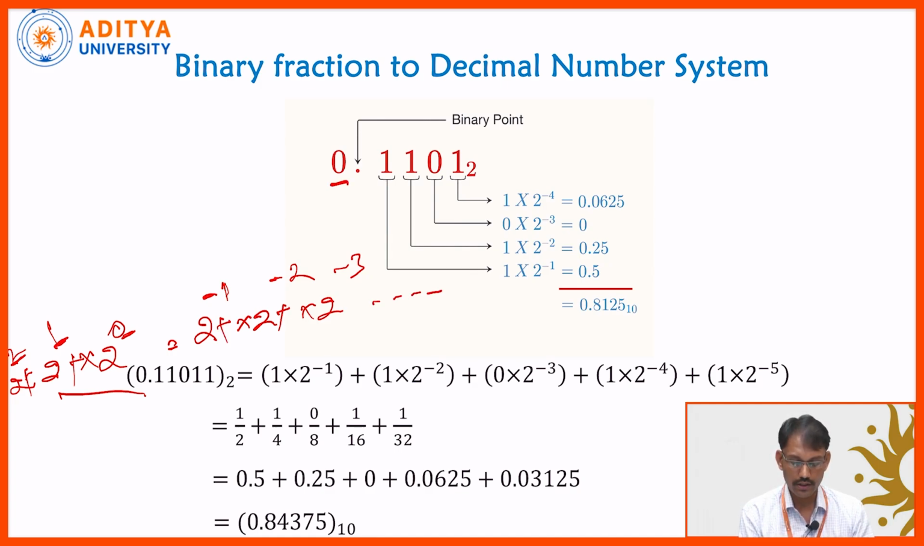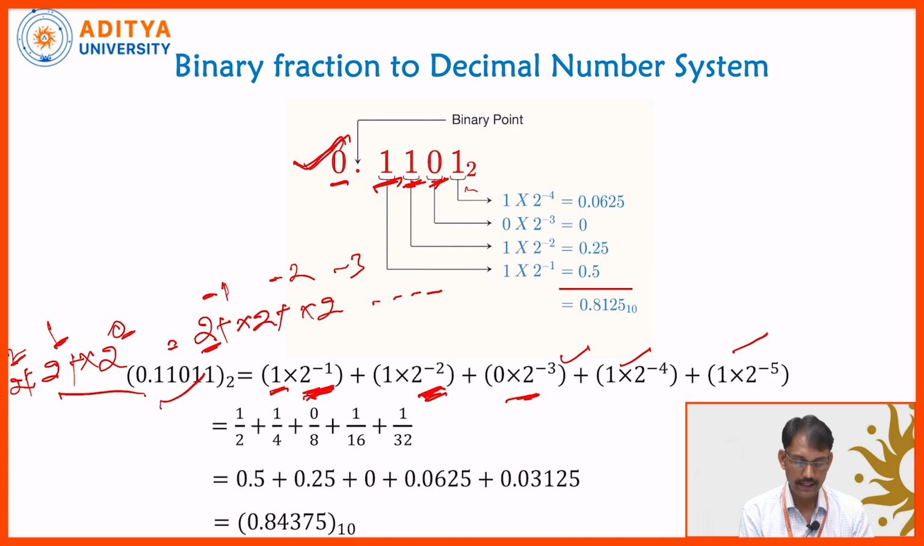Here I have taken the binary number 0.1101. So this digit is multiplied with 2 to the power of 1, plus this one is multiplied with 2 to the power of minus 2, then 2 to the power of minus 1, 2 to the power of minus 2. This 0 is multiplied with 2 to the power of minus 3. So likewise we have to follow here.